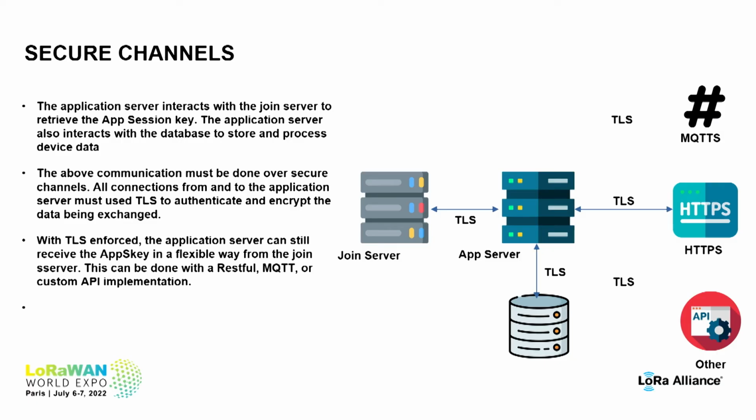So as I was saying, the application server needs to communicate with external entities. It needs to communicate with the join server in order to retrieve the application session key. It needs to communicate with the network server in order to send and receive messages to the device. No matter which protocol you are using, you can use MQTT, HTTP webhooks, or something else to do this.